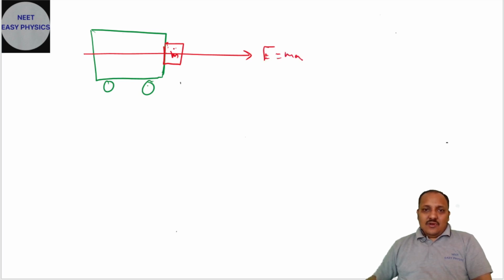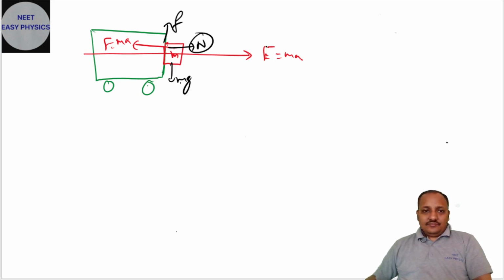So now on this block, an equal and opposite force is going to be applied, that is F equal to ma. This surface will apply a normal reaction outside. Its weight is going to be balanced by the frictional force.